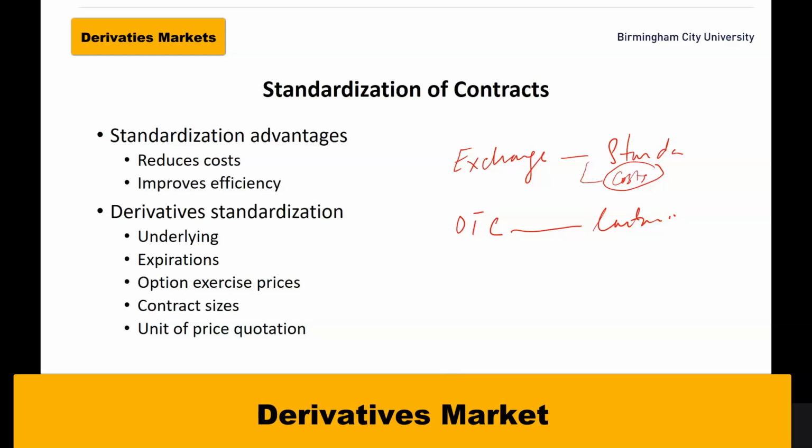The same is true for exchange-listed standard contracts, because they are standard contracts.